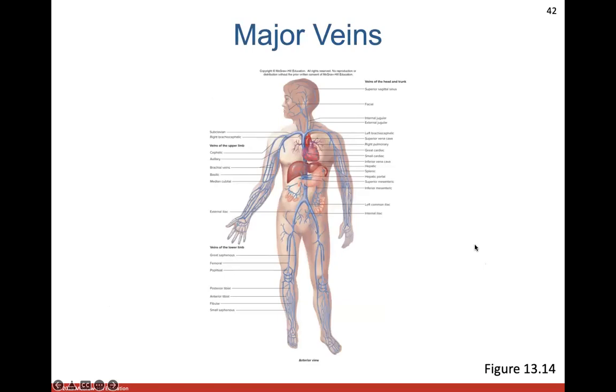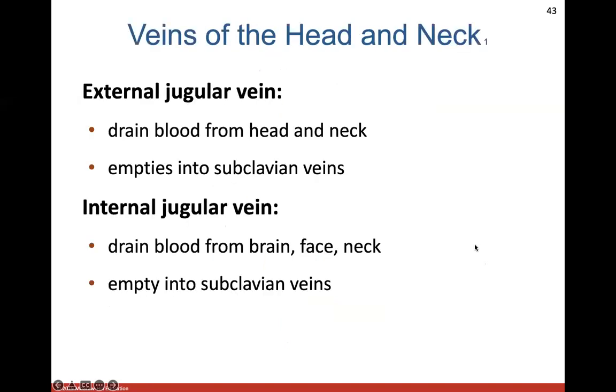So here are the major veins of the body. The nice thing is a lot of the nomenclature of the major veins is similar to the major arteries because they run parallel with each other, and we'll go through some of that. So for example, your external jugular vein drains the blood from the head and neck, and internal jugular vein drains the blood from the brain, face, and neck. And they both empty into your subclavian veins.